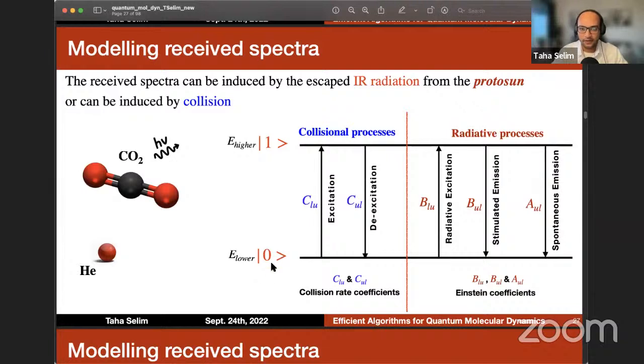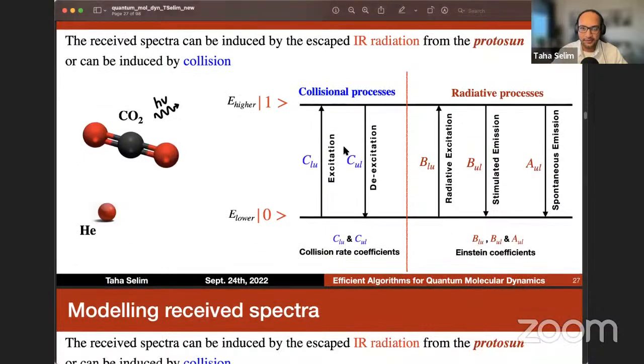And the way to arrive from E0 to E high can happen by two main processes, either by collision or by radiative emission or excitation. The first is that when a molecule collides with another molecule or another rare gas atom, for example carbon dioxide colliding with helium, it might have excitation or de-excitation. This process, we describe it or compute its characteristics and probabilities using what are called collision rate coefficients.